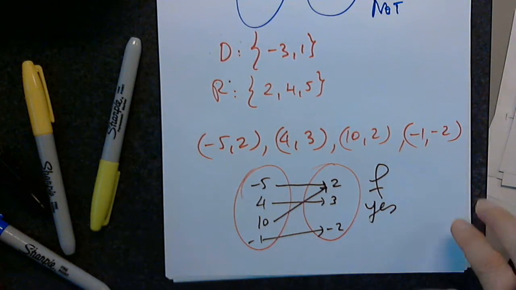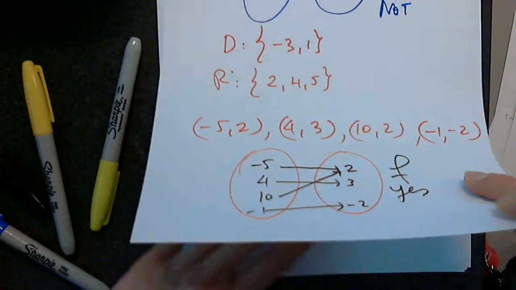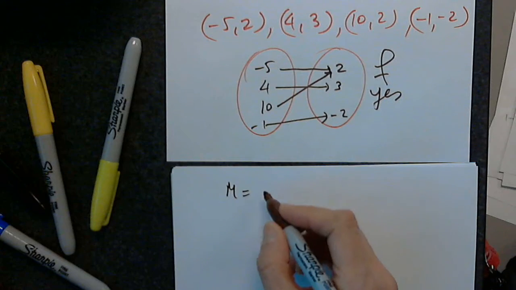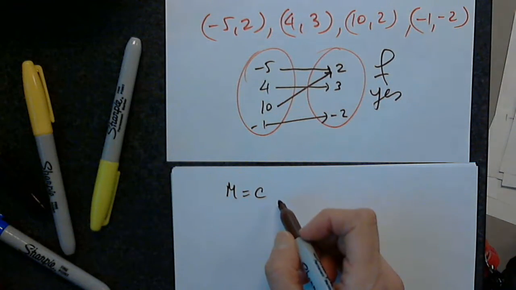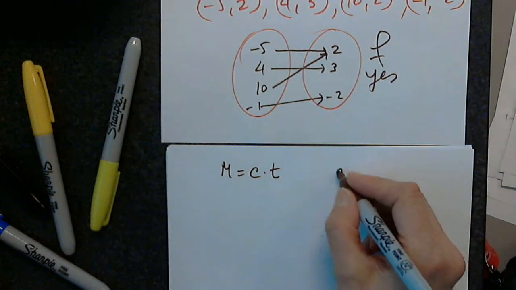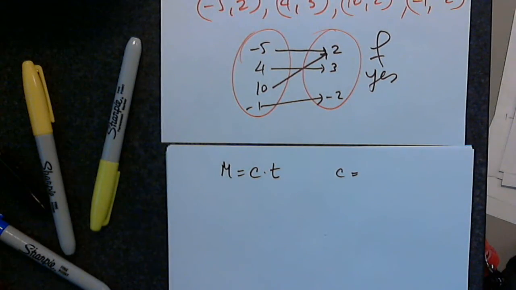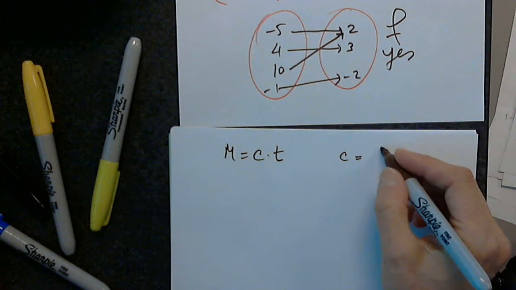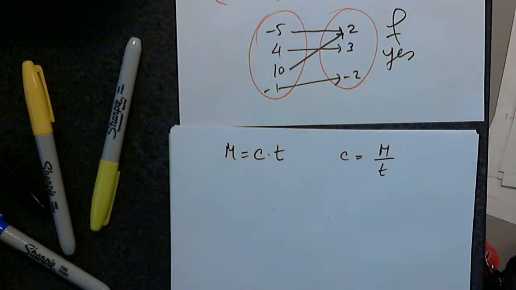What if I'm asked to solve this equation? Let's say m equals c times t. Let's say I'm asked to solve for c. How would you solve this equation for c? Divide both sides by t, so what would you write? Very good.